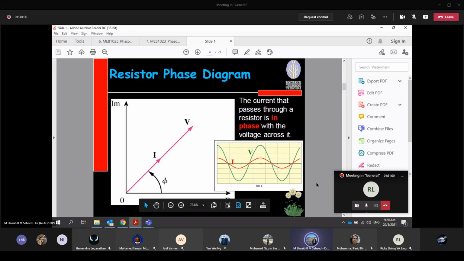Okay, so this will be the phasor diagram for a resistor.